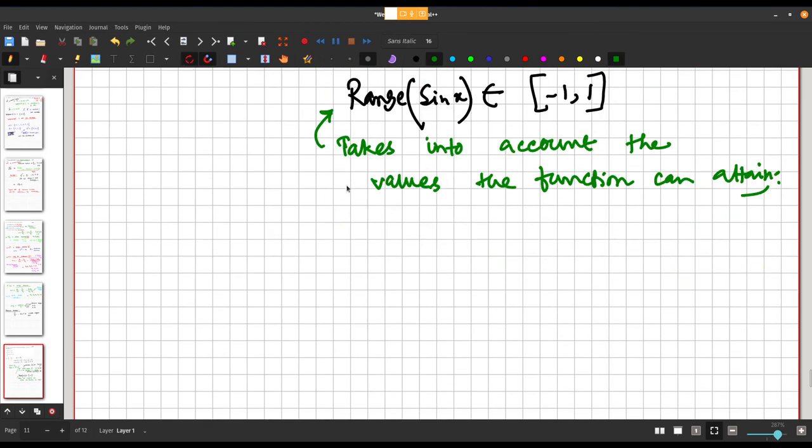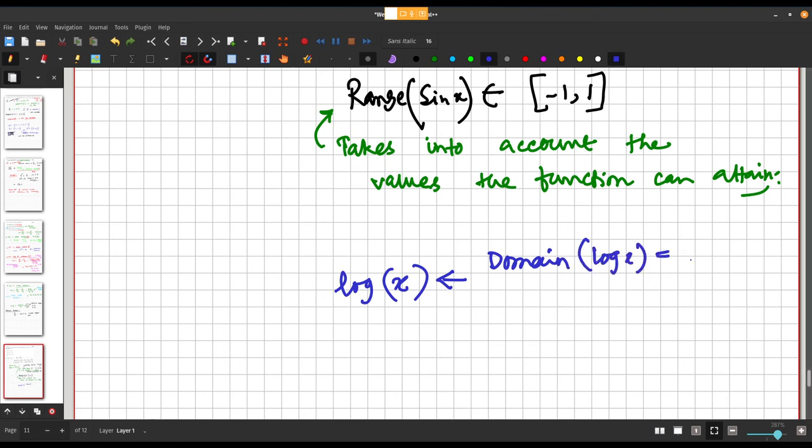So let me give you another simple example, which is log of x. Then what will be the domain? Domain of log of x will be any number which is in between 0 to infinity. Why? Because we know that log of any negative number is not defined. So the domain is actually obtained by considering for what values of x the function is defined. If the function is not defined for some values of x, then the domain will not contain those values.